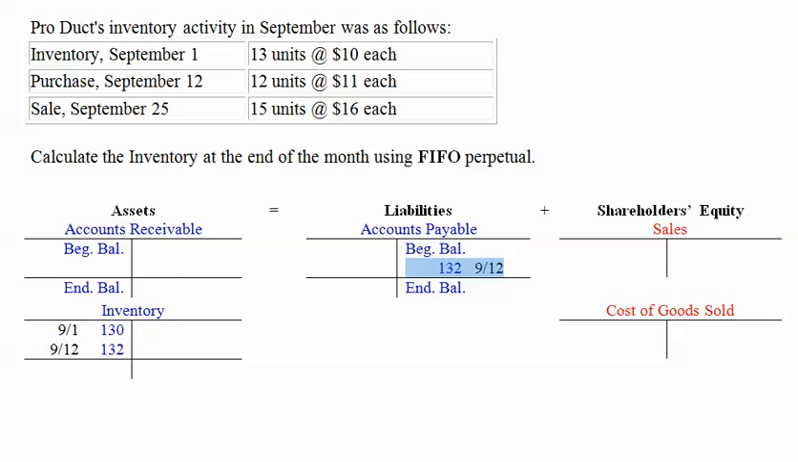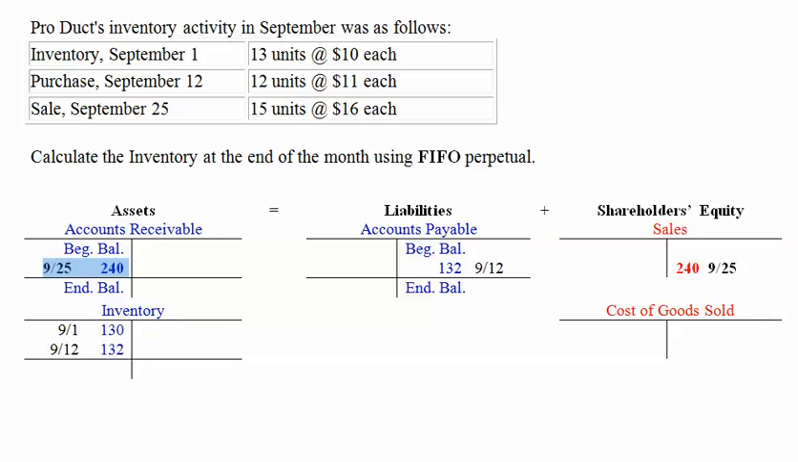Now we're going to use first in, first out. It's September 25th, and we're selling 15 units at a price of $16 each. So the price they're going to charge their customer is $16, so their sales will be $240. And typically, again, it's on account, but that information would be given to you. I'm telling you now that it was on account.